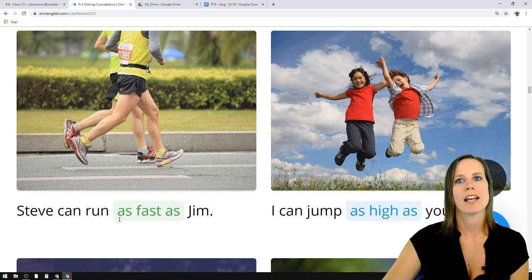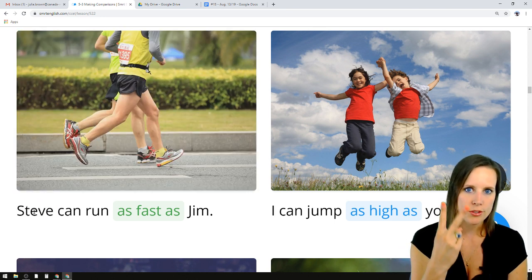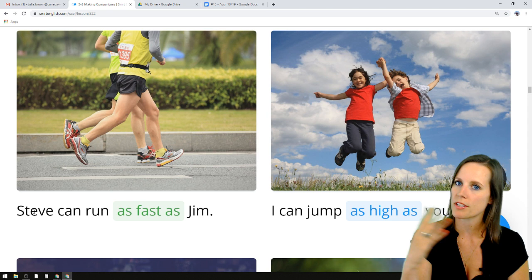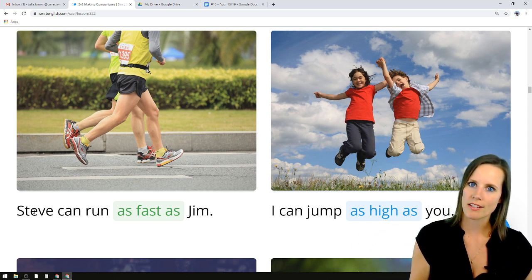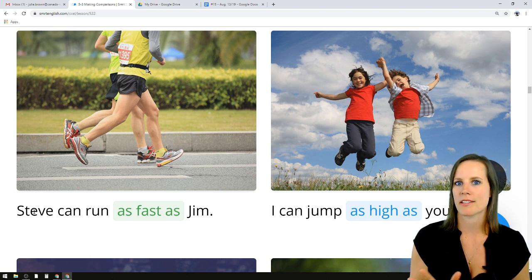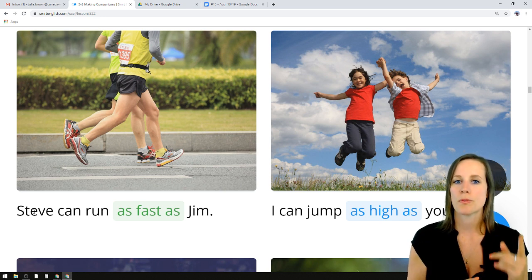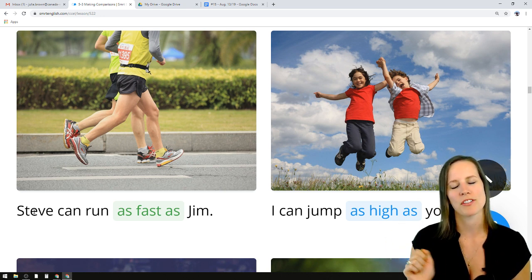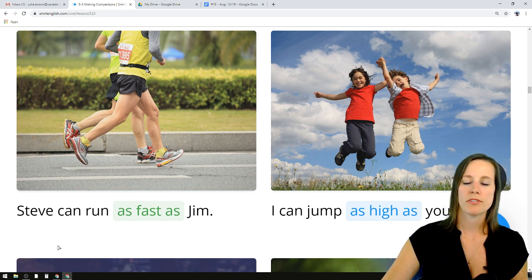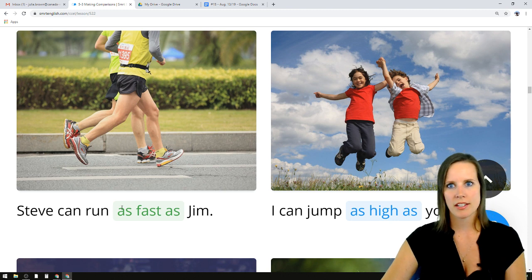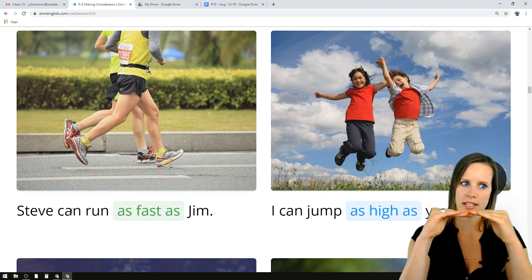Steve can run as fast as Jim. Okay, so of course, when we're comparing, we do need at least two different things that we are comparing. If we say Steve can run fast, we're not comparing Steve with anybody else. So you do need to have two different things. Superlative, we're going to get to after comparative, okay? So if we say this, Steve can run as fast as Jim, that means that Steve and Jim are equal, okay?